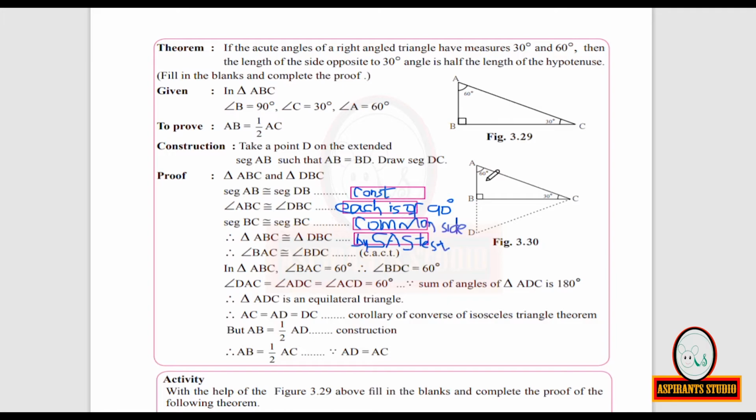Now in triangle ABC, angle BAC is 60 degrees. Therefore, measure of angle BDC also will be 60 degrees, because we already proved angle BAC is congruent to angle BDC. That means measure of angle BAC will be equal to measure of angle BDC. So again, measure of angle BDC is equal to 60 degrees.